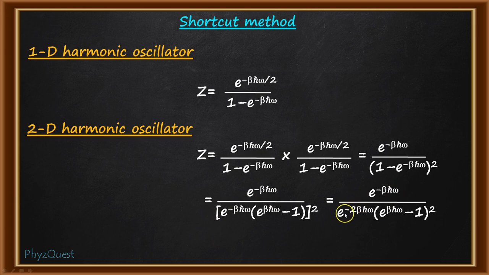So here this term, when it goes towards the numerator, will ultimately give e to the power beta h cross omega in the numerator. So the final expression will be e to the power beta h cross omega divided by (e to the power beta h cross omega minus 1) whole square. As you can see, this is the same expression which we got in the earlier method also. So this is the partition function for the two-dimension harmonic oscillator.